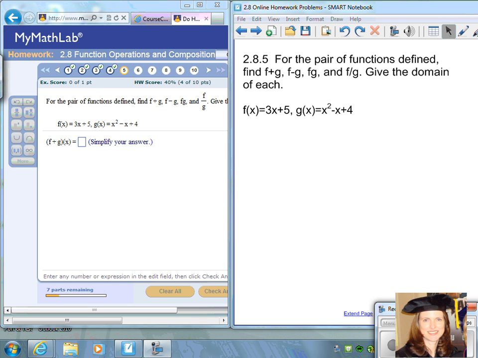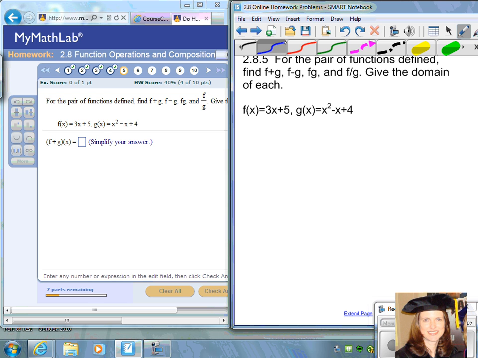In question number 5, we're given a pair of functions and we want to find f plus g, f minus g, fg, and f over g. And for each of those, give the domain. We're given the functions f of x equals 3x plus 5, g of x equals x squared minus x plus 4.